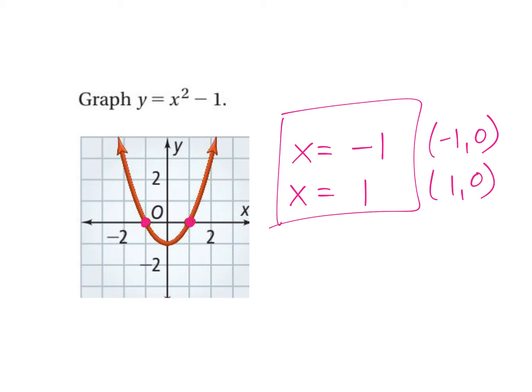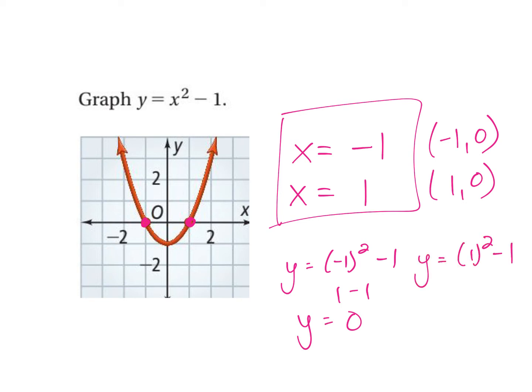So graphing is actually the quickest way to find our solutions, because if I were to substitute a -1 for x, so y equals, if I do -1 squared, this would be 1 minus 1, which is 0, where y is 0. If I also did the same thing here, where I have 1 squared, so 1 minus 1 is 0, so y would equal 0.